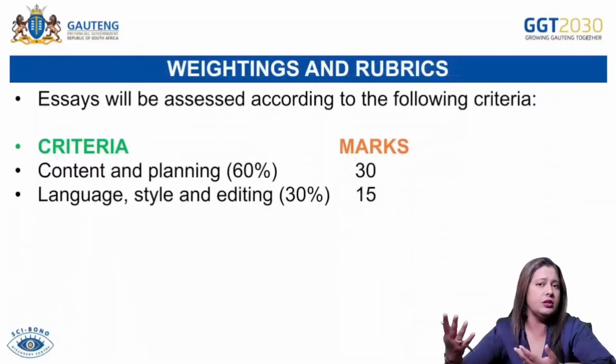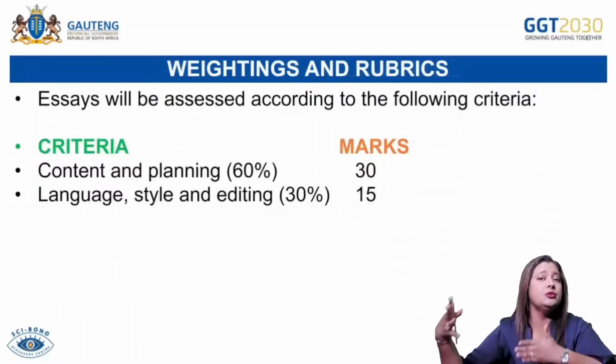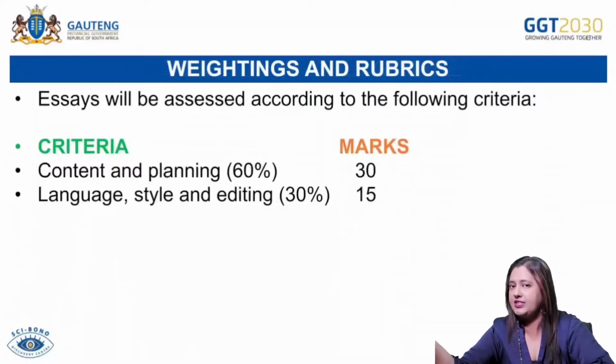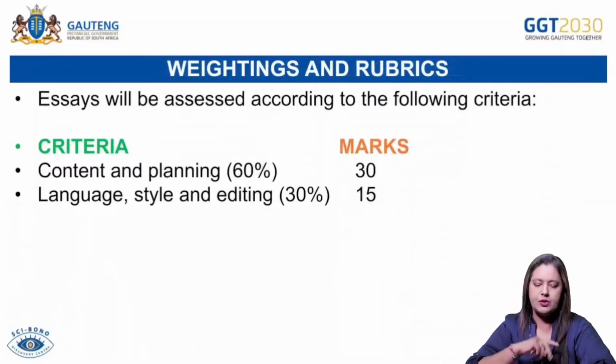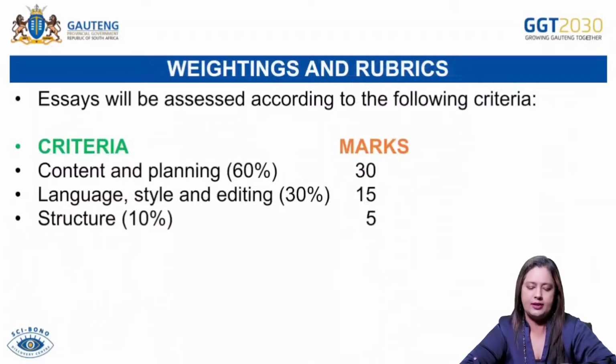So the use of colloquial language and jargon and all of those things and slang needs to be used with discretion, if not avoided as far as possible. All right, so your language, your style, and editing comes in here with an allocated 30% and then obviously a 15 mark allocation in terms of marks. And then your structure, an allocated percentage of 10% there.